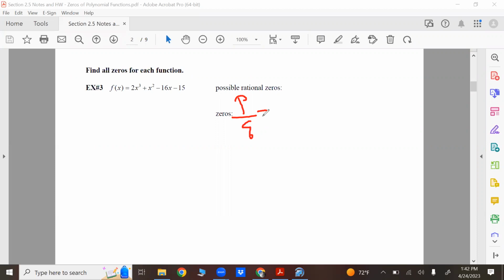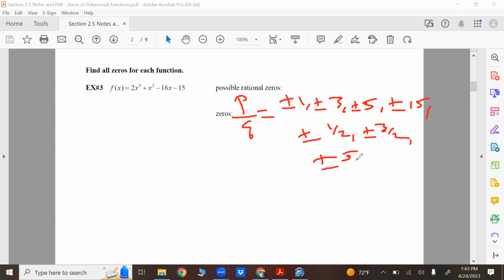So it's called P over Q. So you have plus or minus 1, plus or minus 3, plus or minus 5, plus or minus 15. You're also going to have plus or minus 1/2, plus or minus 3/2, plus or minus 5/2, or plus or minus 15/2. So that's a total of 16 possibilities. There are 16 possible rational zeros.